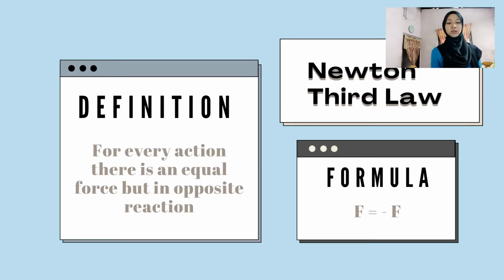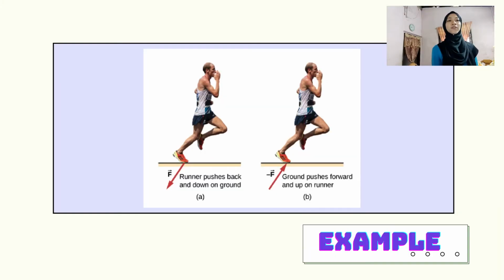For the last one of Newton's laws of motion, it is Newton's third law. Definition: for every action, there is an equal force in the opposite direction. The formula for the third law is F equal to negative F. Newton's third law involves action and reaction force. An example that we can see is when we are running or walking.